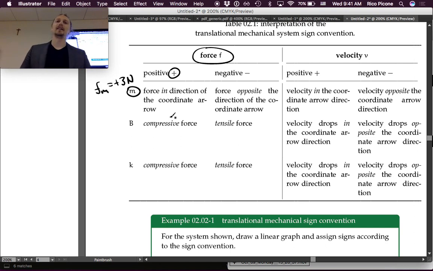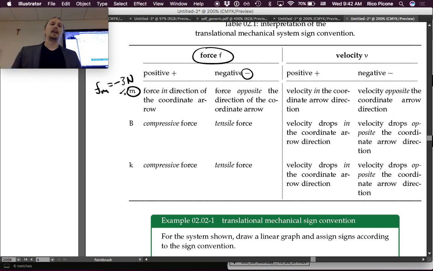All right. So now for the negative, if a negative sign came out for that same force, so say instead of having a positive 3 newtons, we had negative 3 newtons. That would mean we're over here, right? We're not in this one anymore. And the force is opposite the direction of the coordinate arrow. That's the interpretation. Okay?